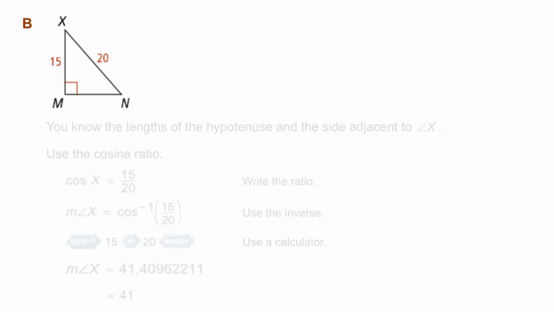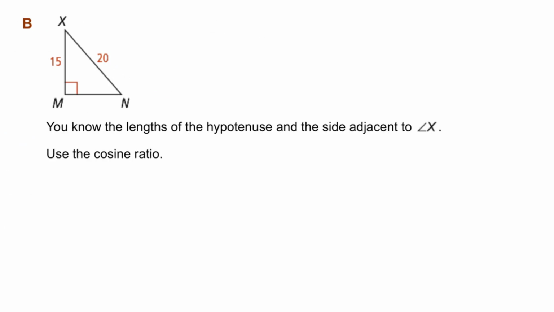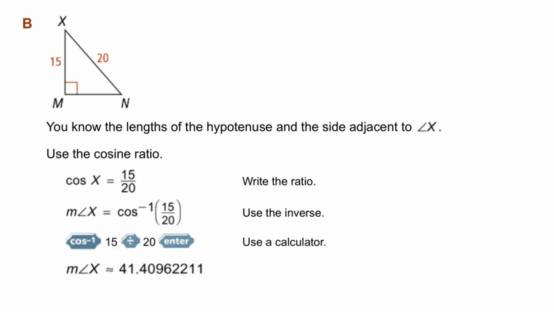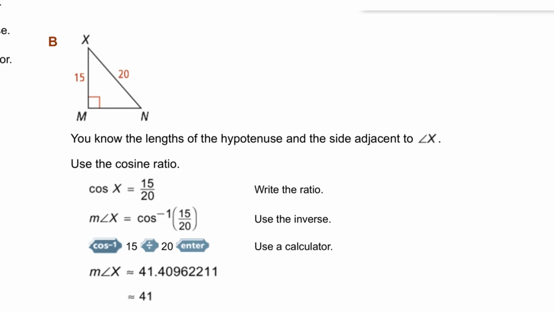Part B, a new triangle. Some new information. In this case, you know the lengths of the hypotenuse and the side adjacent to x. So you use cosine. Cosine of x equals 15/20. So we apply the inverse cosine to each side of the equation. That isolates the measure of angle x, and it equals the cosine inverse, or inverse cosine, of 15/20. Using a calculator to evaluate, we find the measure of angle x is approximately 41.41, or 41.